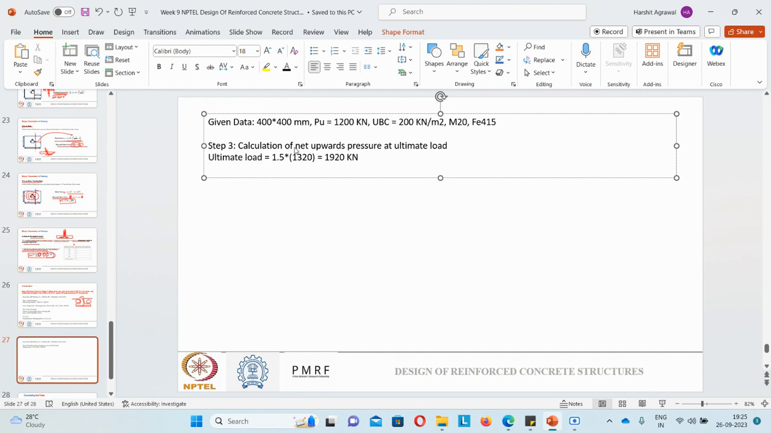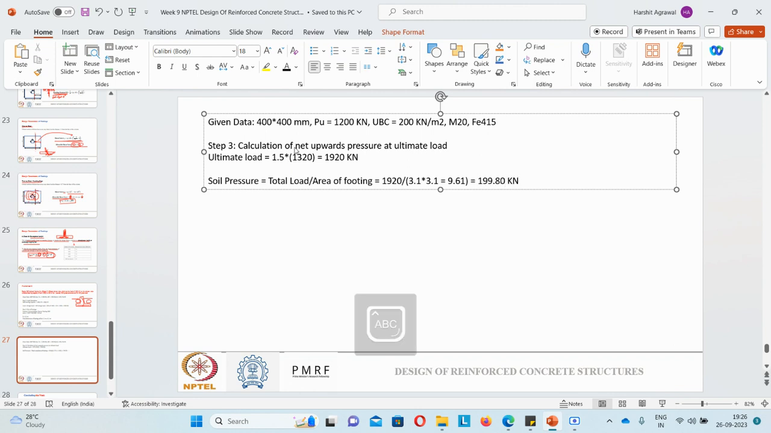Okay, now what is the soil pressure? My soil pressure will be nothing but total load upon area of footing. So it is 1920 divided by the area of footing, which is nothing but 3.1 times 3.1, the size of the footing which we provided, which will come out to be 9.61. So the ultimate soil pressure from this calculation will come out to be 199.80 kilonewton per meter square.